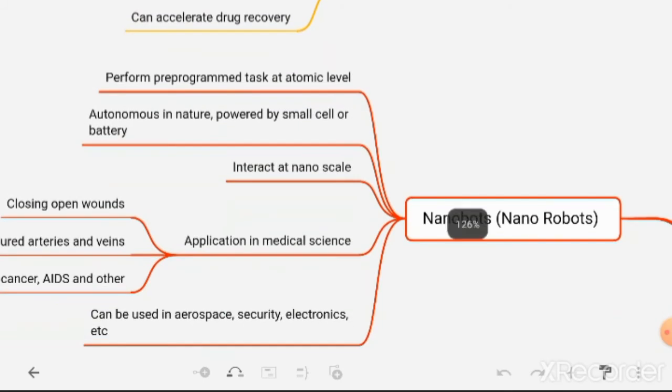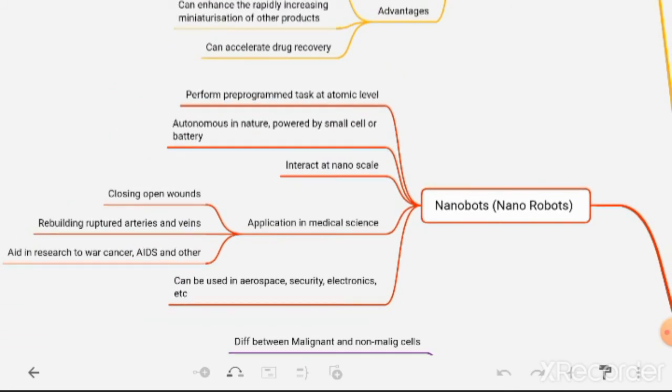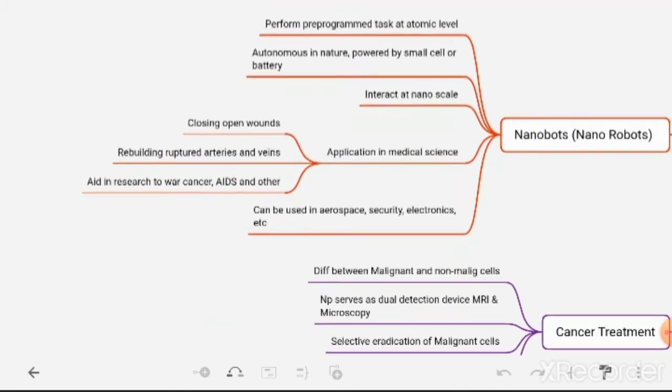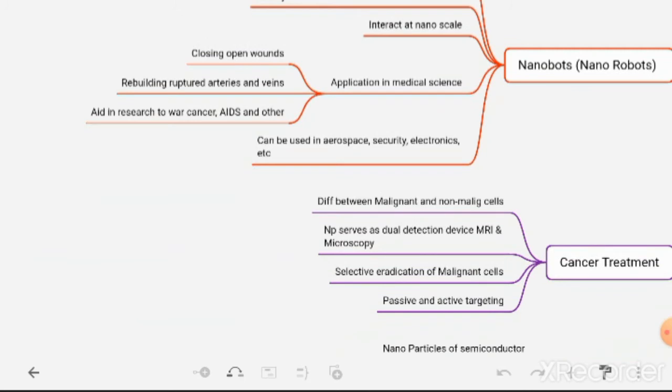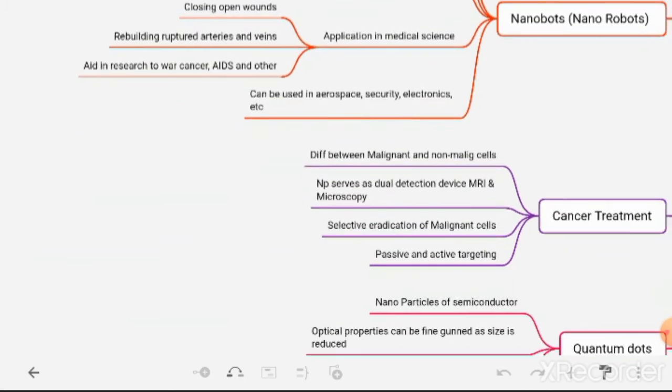Now the next thing we come to is nanorobots, generally called nanobots. At the atomic level, they can perform programmed tasks, which we can program beforehand. They interact at the nanoscale. Application in medical science: nanobots can close open wounds, rebuild ruptured arteries and veins, and aid in research to war against cancer, AIDS, and others. It's going on currently, and it can also be used in aerospace, security, electronics, etc.